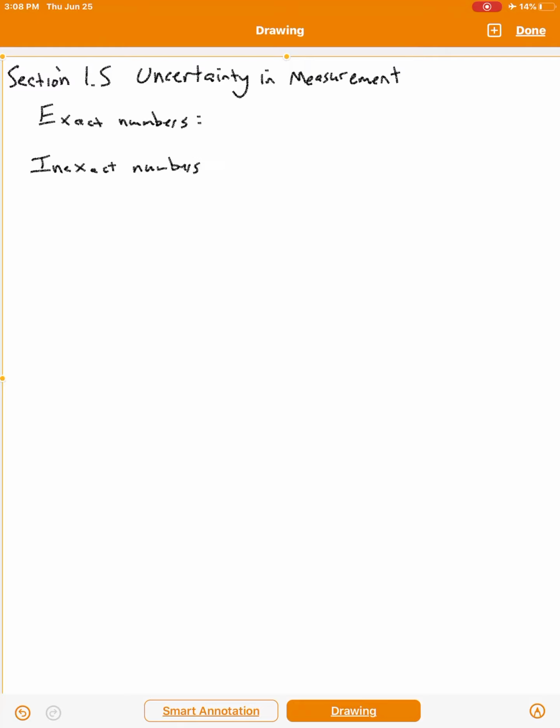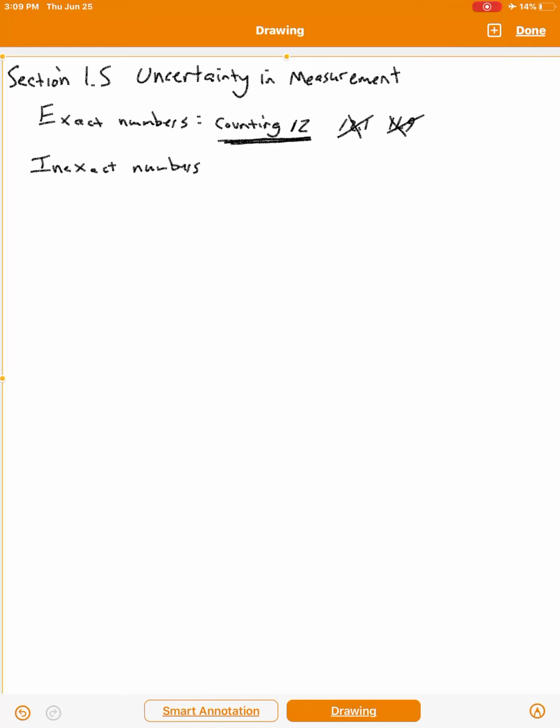So exact numbers are counting numbers. So for example, if I count the number of people and I come up with the number 12, that's what we would call an exact number. There's no uncertainty, meaning it cannot be 12.1. That's not a possibility. 11.9 is not a possibility. It's got to be an integer value if we're counting them. So that would be an example of an exact number.